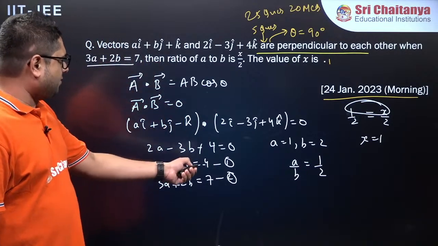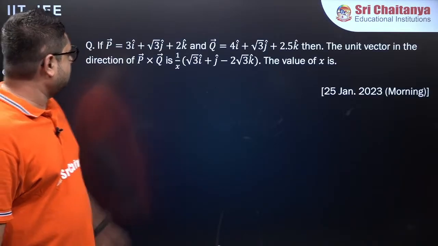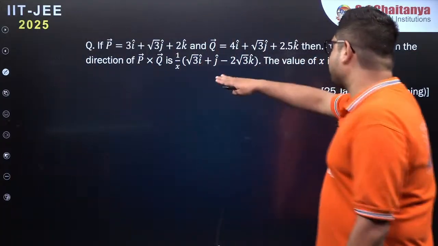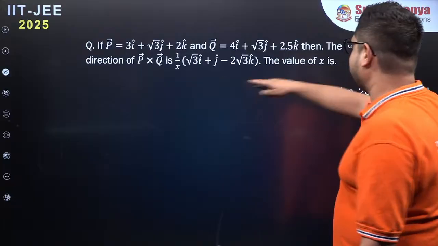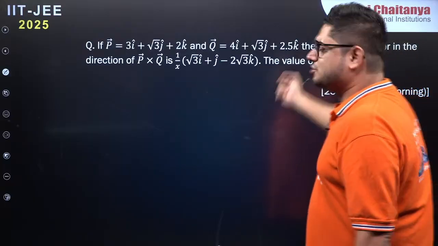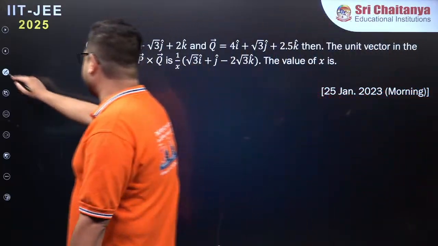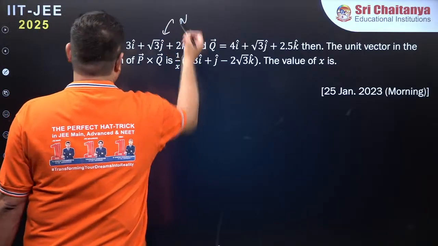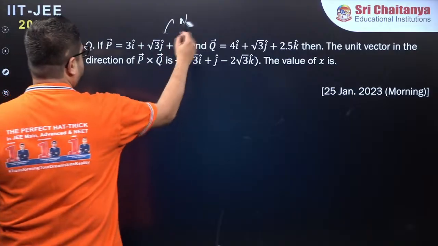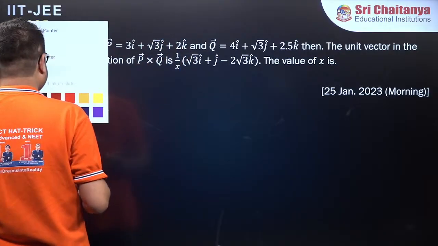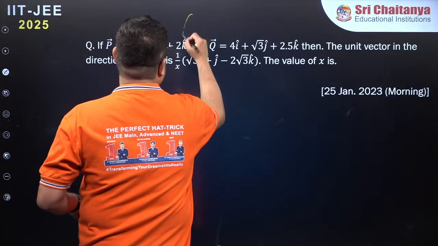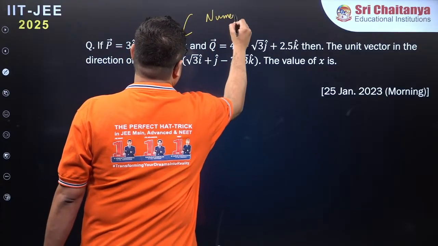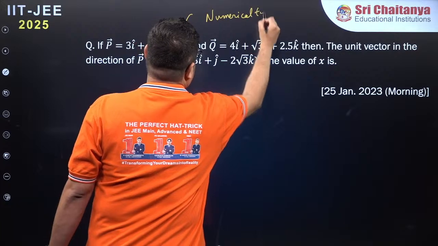So now the next question over here is going to be this. If P is equal to 3i cap plus root 3j cap plus 2k cap and q vector is this, then the unit vector in the direction P cross q is this. So what do we have to find out? The cross product over here. Once again we are having a numerical type question which was asked in JEE Main 2023 in the January attempt.